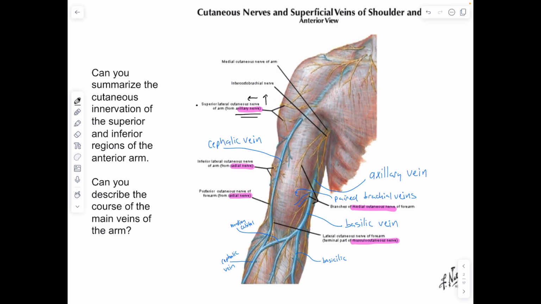Then we have over here the medial cutaneous nerve of the arm. We know that it's more medial, right? Other than that, I think we just have to memorize that. Here we have the intercostobrachial nerve. Again, we just have to memorize that one. Over here, maybe a little bit kinder.